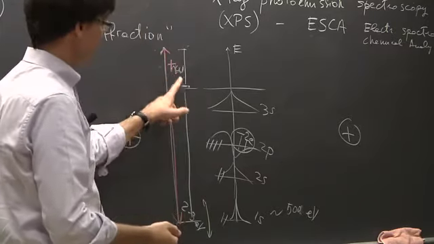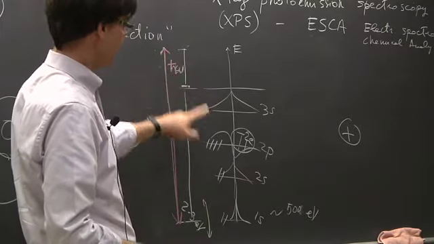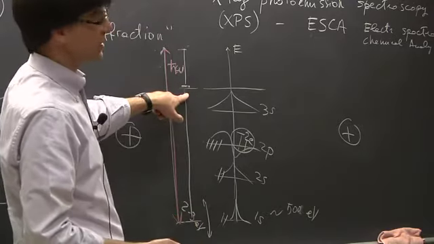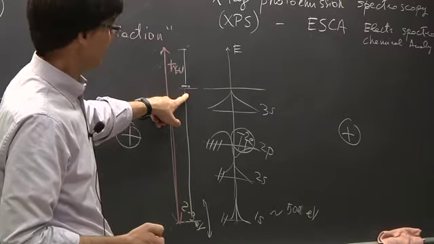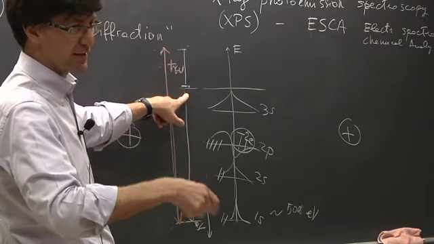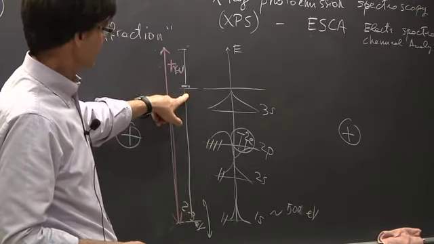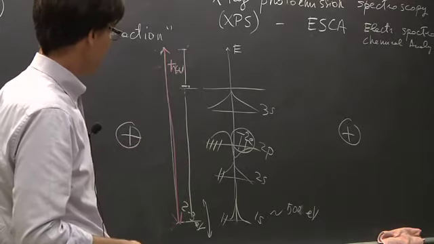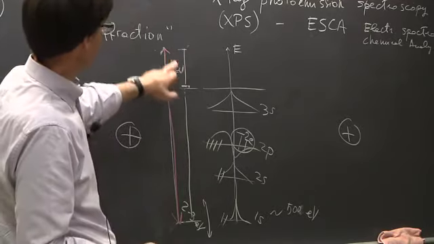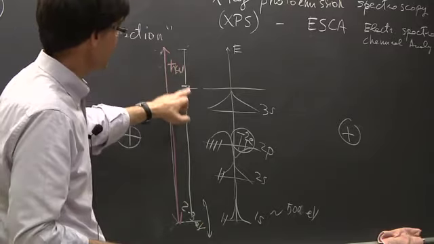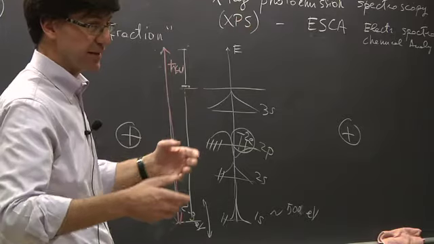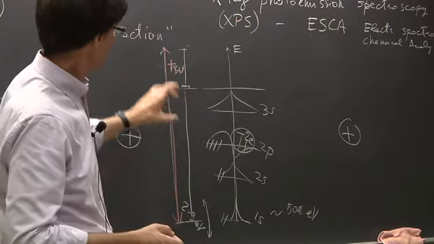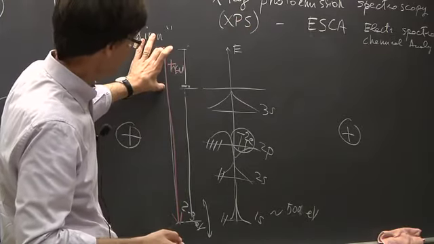This energy must be larger than the binding energy, because otherwise there wouldn't be enough energy to extract the electron out of the system. The electron will remain inside the sample and it will decay back to the original state eventually. But if you manage to have a photon energy which is larger than the binding energy, then the electron will be emitted away from the sample with whatever kinetic energy remains.